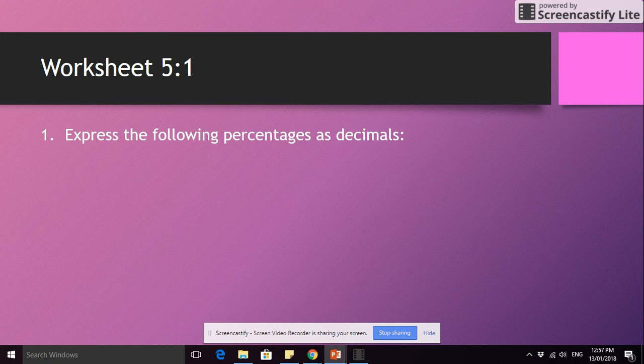All right, so question 1 says express the following percentages as decimals. So 11%. Remember we said 11 was out of 100, and in our calculator, we would go 11 divided by 100. I want you to do that, please, and write that answer. So that's 1A.